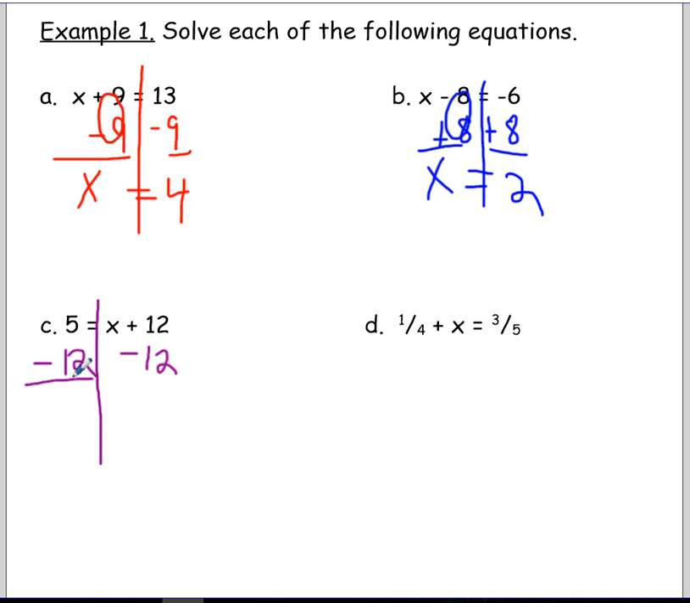And 5 minus 12 is negative 7. And then we'll bring down our x, and 12 minus 12 is 0. And so our answer is negative 7 equals x.